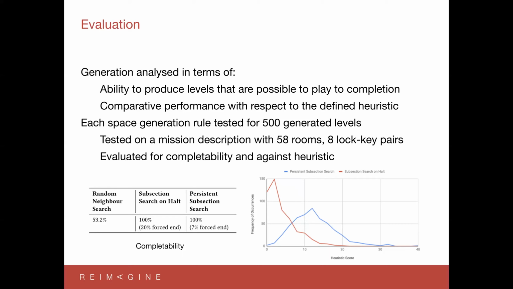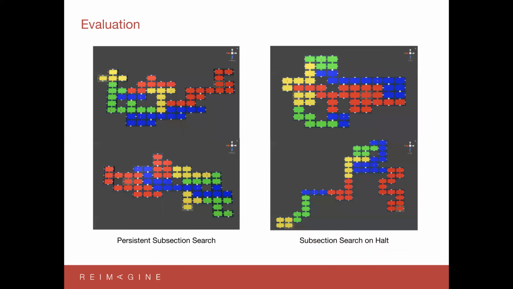We found that both variants of the subsection search could always generate completable levels with some amount of forced endings, and that persistent subsection search performed better in terms of our heuristic. The persistent subsection search appeared to generate a more varied distribution of rooms than the subsection search on halt, with fewer long uninteresting corridors that lacked freedom to explore.